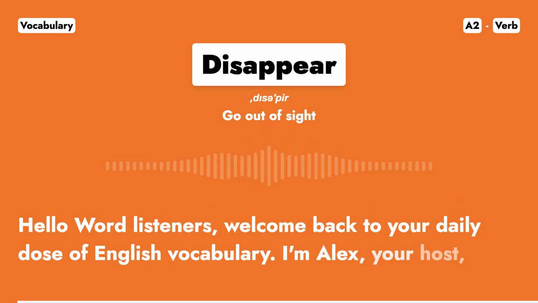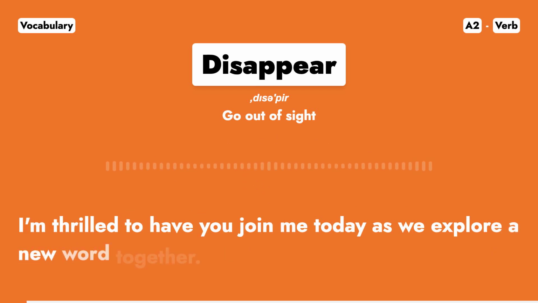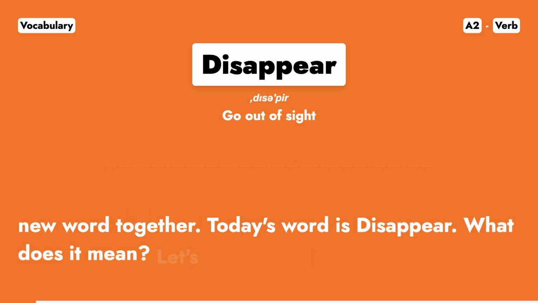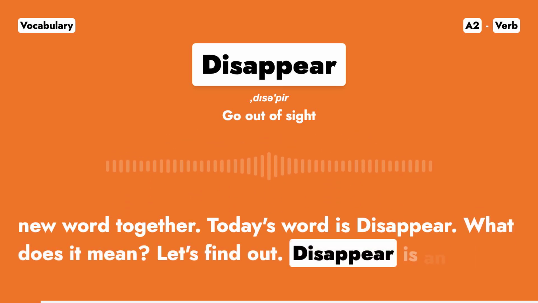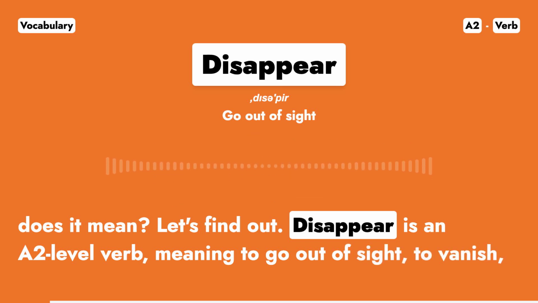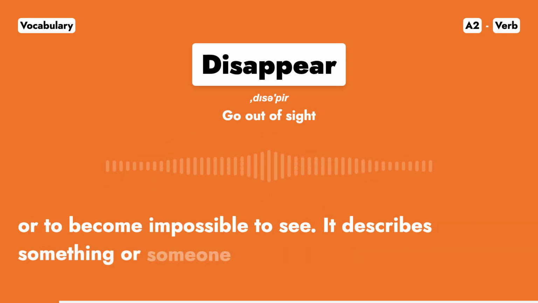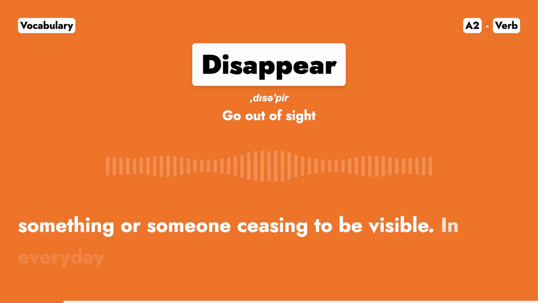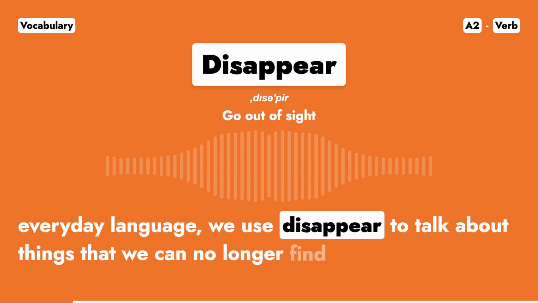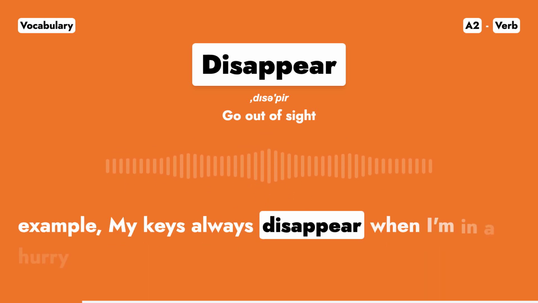I'm Alex, your host, and I'm thrilled to have you join me today as we explore a new word together. Today's word is disappear. What does it mean? Let's find out. Disappear is an A2 level verb, meaning to go out of sight, to vanish, or to become impossible to see. It describes something or someone ceasing to be visible. In everyday language, we use disappear to talk about things that we can no longer find or see. For example, my keys always disappear when I'm in a hurry.